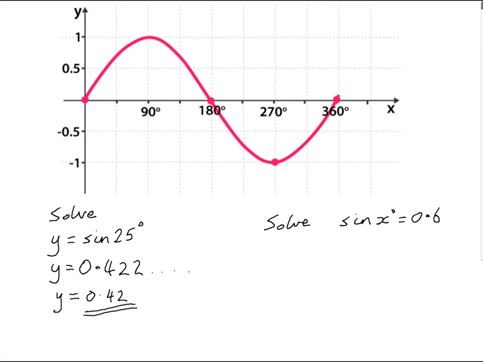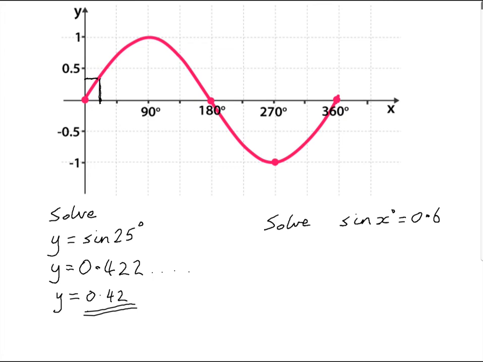That means that at approximately 25 degrees, well, exactly 25 degrees, which is going to be around about here, if we went up, that would come to 0.42. That looks like it's about 0.4, so that makes sense.